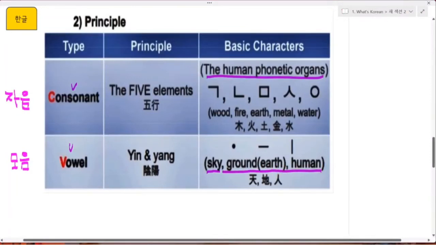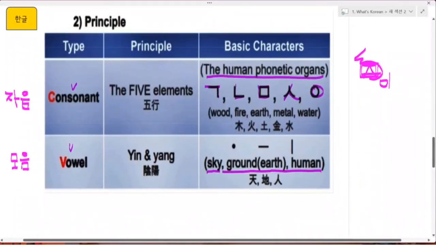Look at this. Nose, mouth, and the throat. You can imagine your mouth. 그, 느, 무, 스, 응. Okay. Check again. 그, 느, 무, 스, 응.